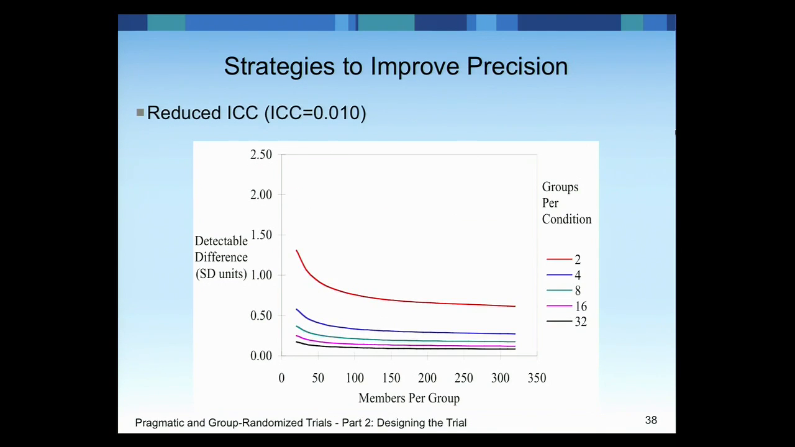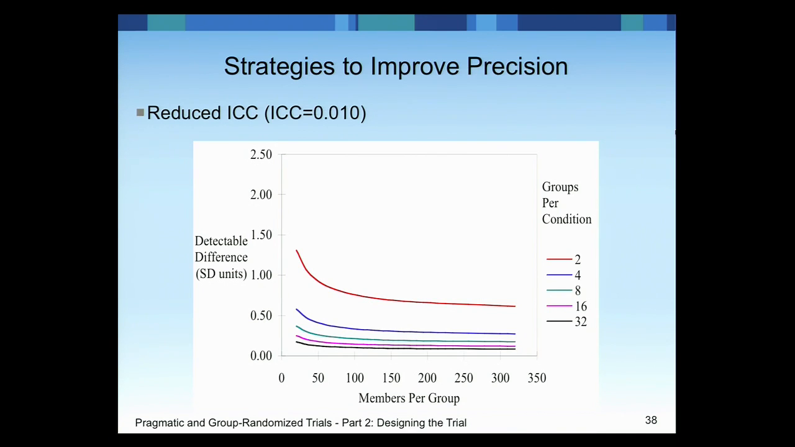If the interclass correlation shrinks by an order of magnitude to 0.01, all the lines drop. That's good news. Now we can find intervention effects in the range that we're interested in, even if we have 8 groups per arm, maybe even 4 groups per arm. So a lot more is possible if the interclass correlation is smaller. 2 per arm is still not very good.